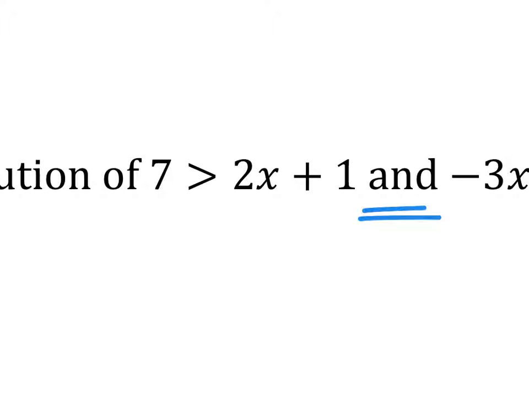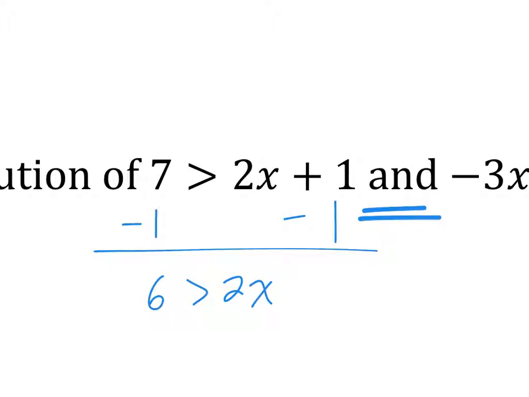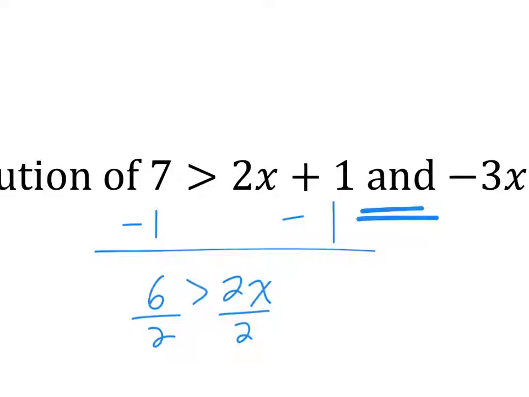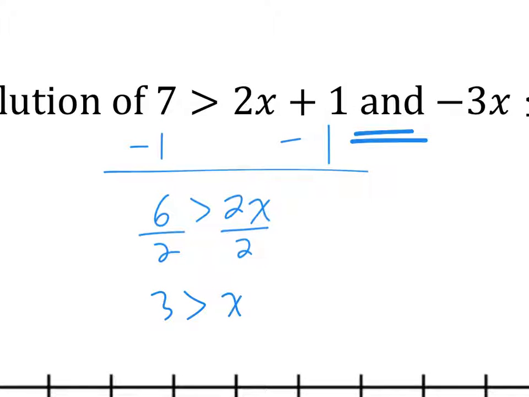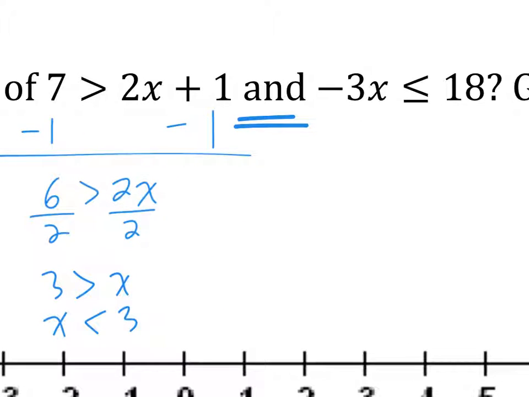So for example, this first one, 7 greater than 2x plus 1. Easy to solve, so we subtract 1 on both sides. 6 greater than 2x, and then we divide by 2. So 3 greater than x. And I don't like to write it that way because it's very confusing, so I rewrite it backwards, x first. Okay, next one, negative 3x less than or equal to 18. So we want to divide it by negative 3. And then we get x is what?